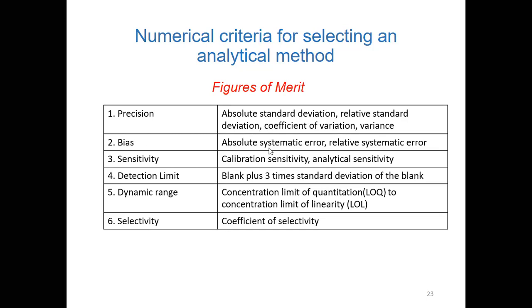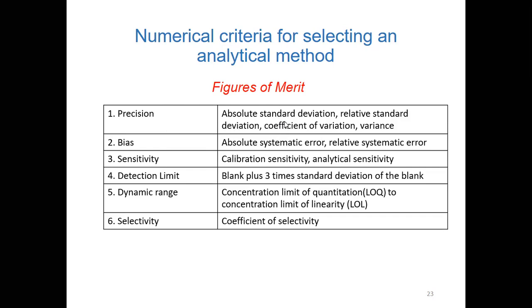And the bias, absolute systematic error, relative systematic. I think we discussed these two in that course. What's the course? The significant figures one, precision and bias, if you remember. We discussed these two, but I will again go through these two.